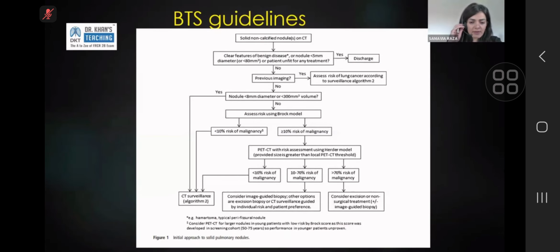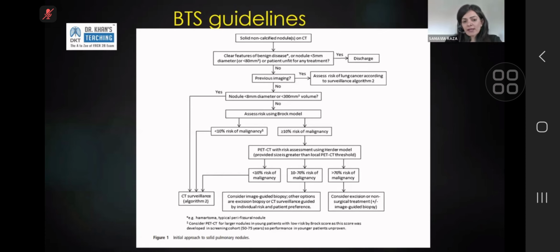So this is, again, like I said, these guidelines are easily accessible. They're free on the internet. You just have to write BTS guidelines for follow-up of lung nodules. There are 4 tables. It's a long document, so just focus on the 4 tables. I've put these 4 tables in the presentation today. Immediately you look at them and you think they're a bit complex, but trust me, they're not.